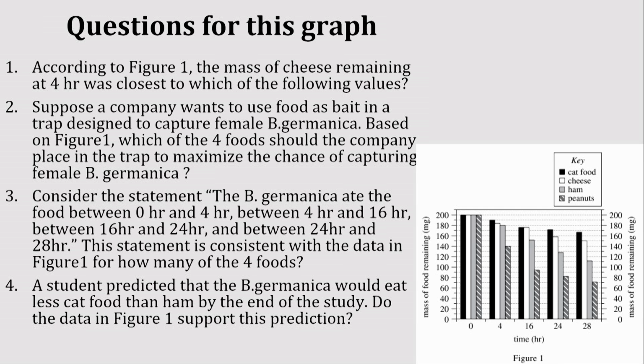They're eating a lot of the ham. The ham is the second most eaten food after the peanuts. The ham is the gray bar, and you can see that at the end of the study, there was about 110 milligrams of ham left, and there was almost 180 milligrams of the cat food left. So do the data in figure 1 support this prediction? It does support the prediction. There was less cat food eaten than ham.